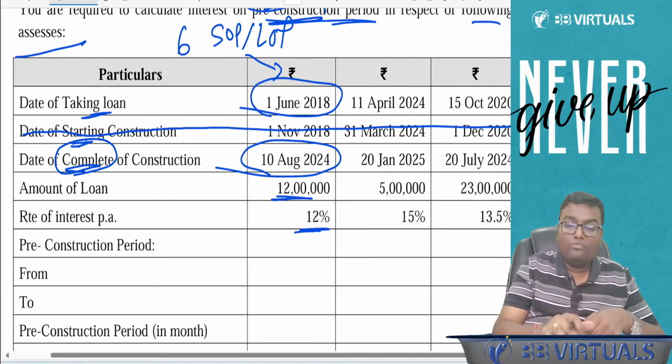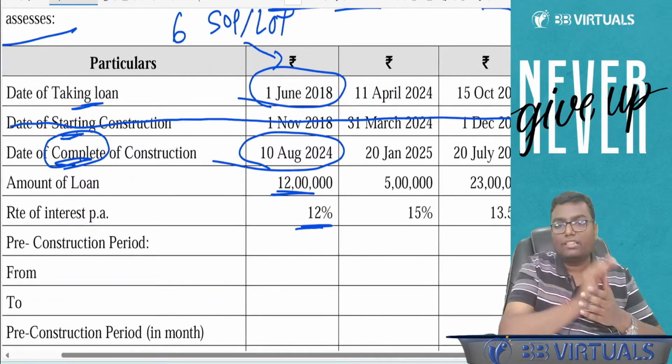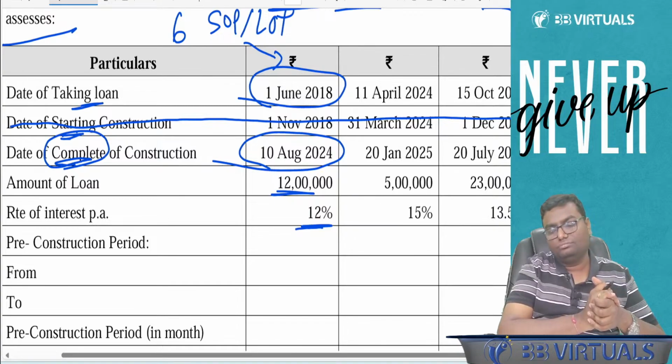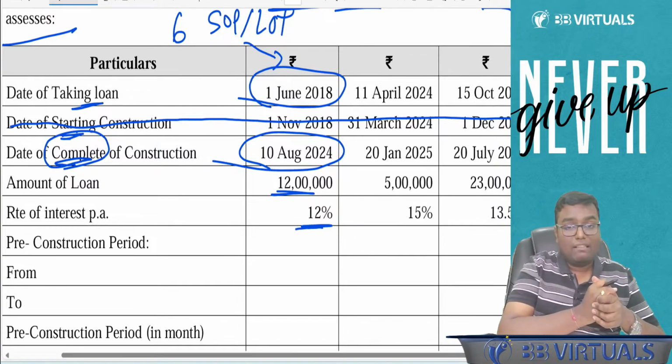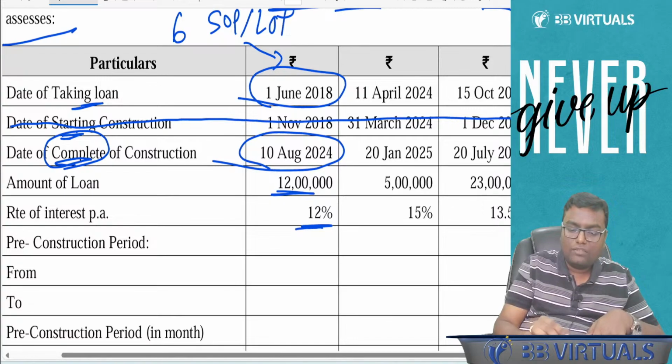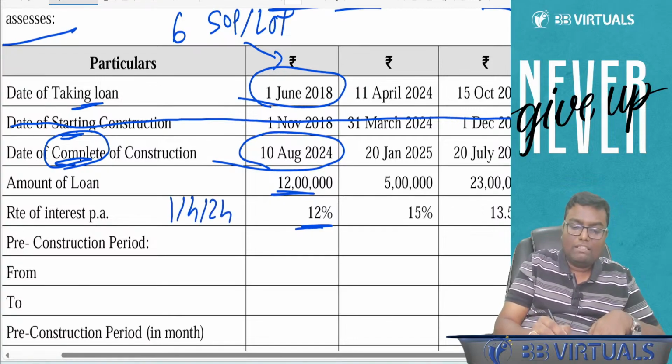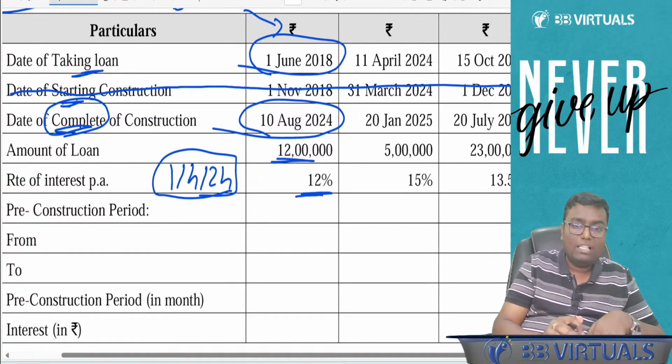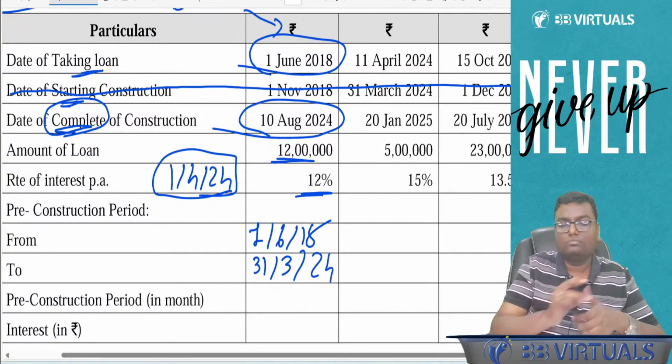Tell me, from which date will I have the normal deduction? My normal deduction will start from which date? And yes, it will start from 1st April 2024. Then what is the period for which interest is paid but deduction is not taken? Can I say 1st June 2018 till 31st March 2024?